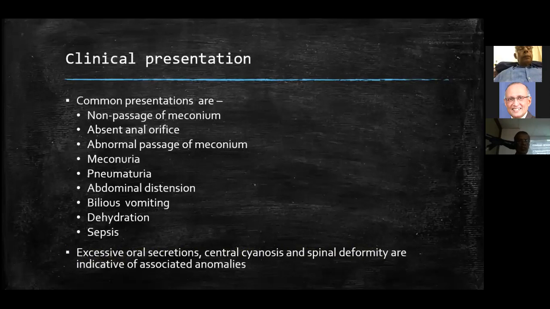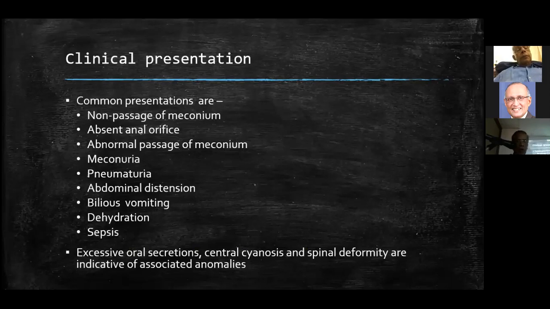So clinical presentation is non-passage of meconium. I remember one grandmother telling me, when I was asking whether the baby passed meconium, she said that just today onwards, the baby started passing meconium through the mouth. So I was taken aback. She is very strong. What the baby was vomiting out was meconium, a case of anorectal malformation coming on the third or fourth day. If you ask whether meconium is passed, they will say meconium is coming through the mouth. So that is the situation.